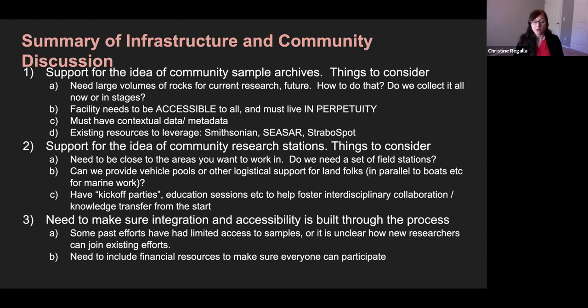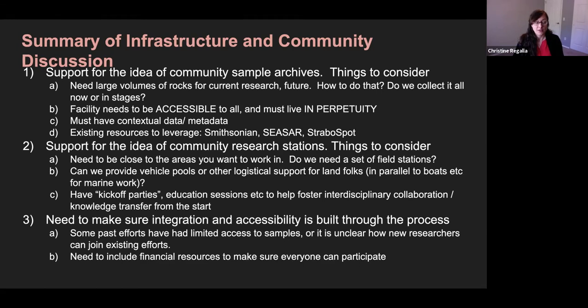And so another question that came up is, well, do we collect it all now, or do we do it in stages in terms of volume? A suggestion was that we think about the prioritized questions within SZ4D that would need samples and start there and build our archive through time.